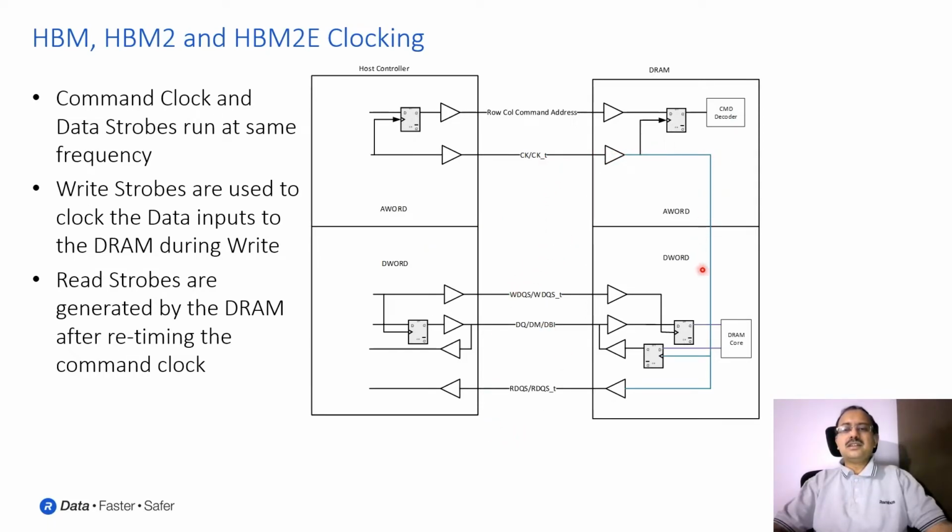This command clock is then rerouted back to form the read strobe, which is again a source synchronous read strobe, and that is used to clock the data which is being read out from the DRAM. Similarly, during the write path, the write strobes are used to clock the data that is received from the host controller. So this is a very simplistic clocking scheme. The clock and the write strobes both run at the same frequency. Write and read strobes run at the same frequencies.